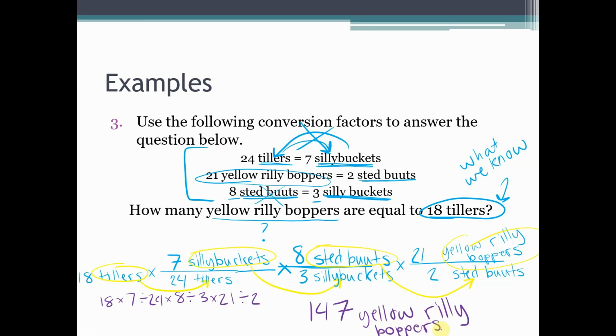And that was a fun problem. So after that, we find that there are 147 yellow really boppers for every 18 tillers.